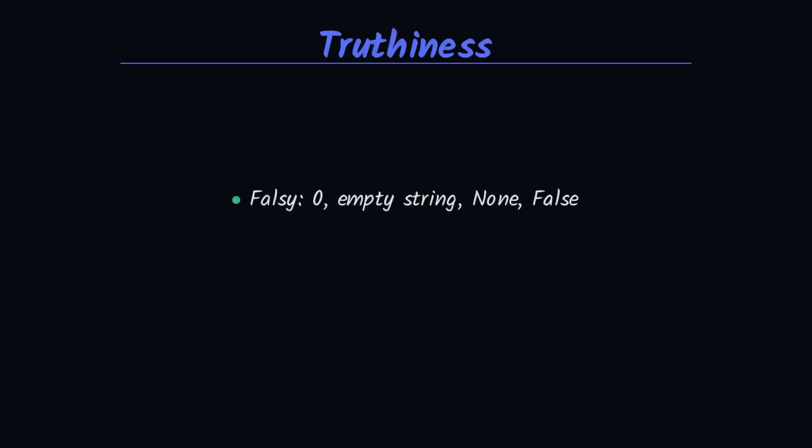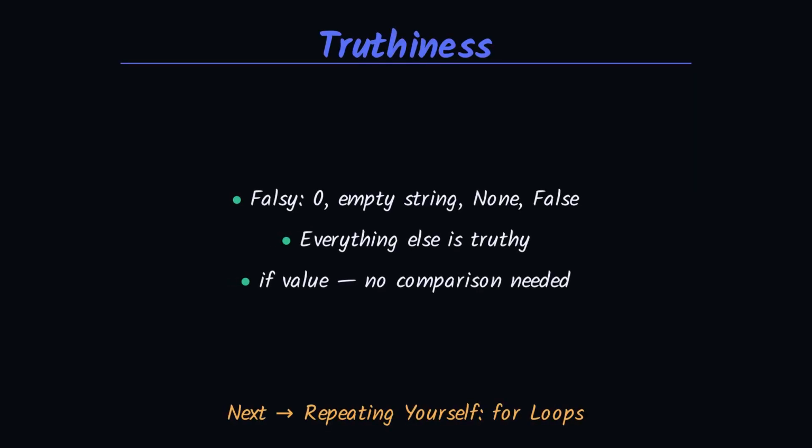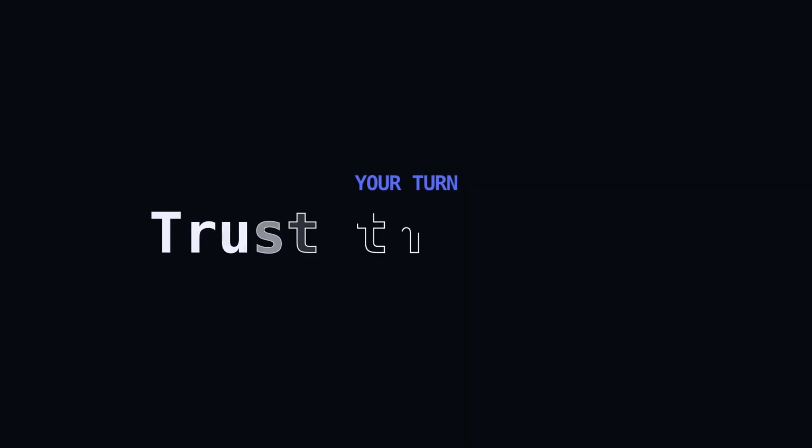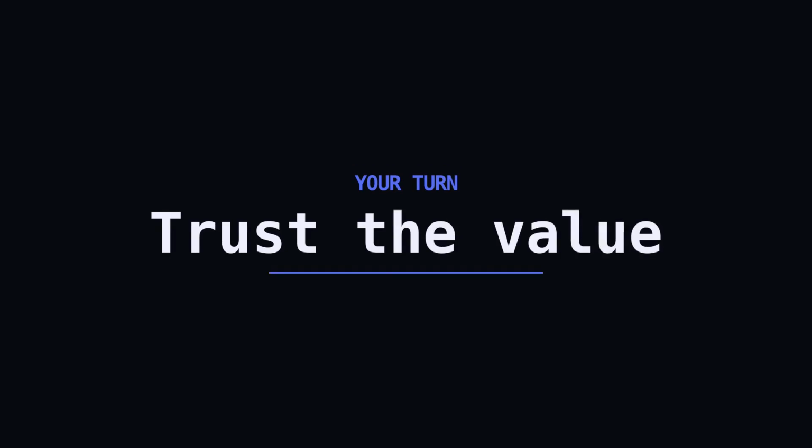So, a small set of values are falsy: 0, an empty string, None, and False. Everything else is truthy. That lets you write if value directly and lean on or for defaults. No more comparing things to True. Try this. Set a variable called note to an empty string and use if not note to print "you left no note." No comparison allowed. Let the truthiness do the work.